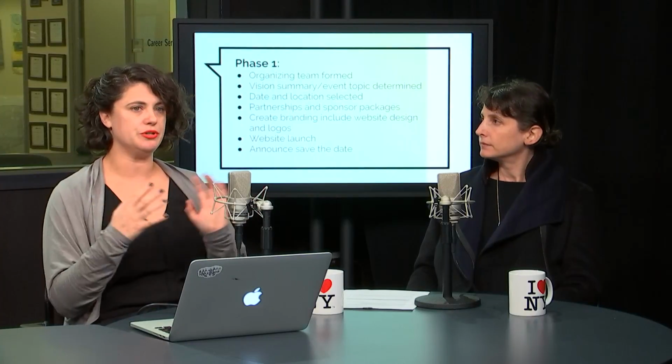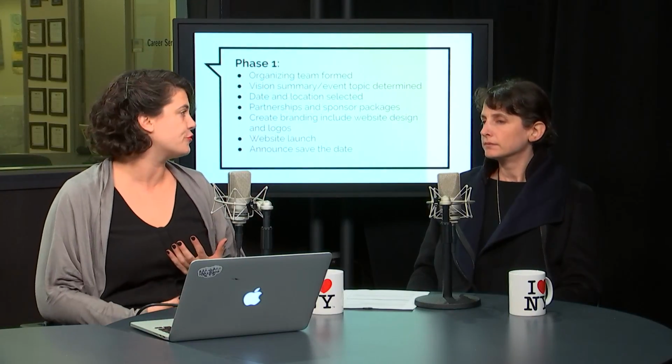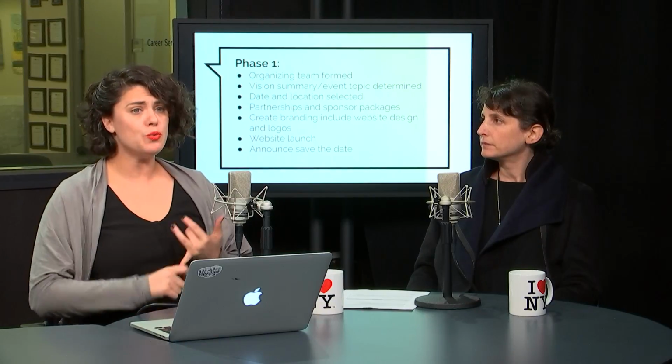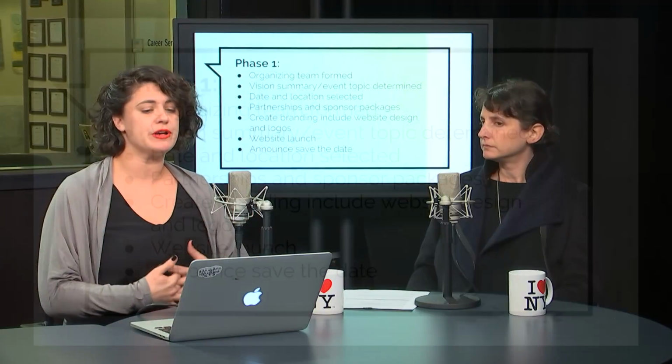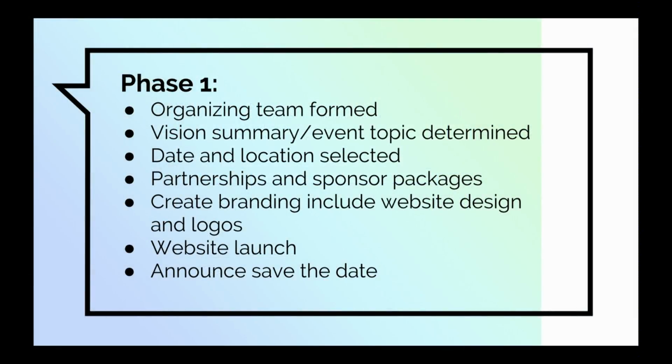Yeah. So, I'm calling this phase 1. If you were on a 3-month timetable, I would say this is maybe your first month of work, but you can use whatever timetable you feel comfortable with. You want to make sure your organizing team is formed. You want to get your vision and your summary of the topic out there, have your date and location, your sponsorship packages, what are you offering to people to support the event, create that branding and get the website up, and then announce a save the date to people.